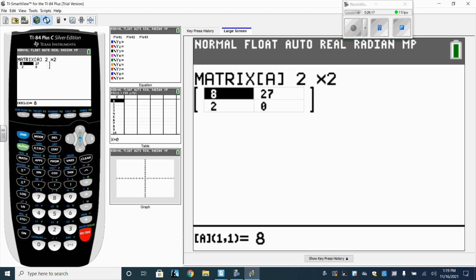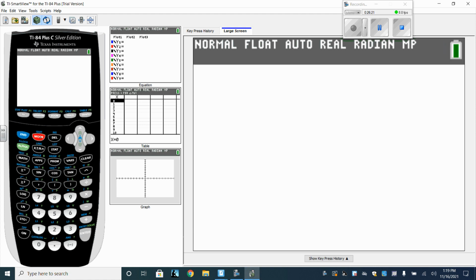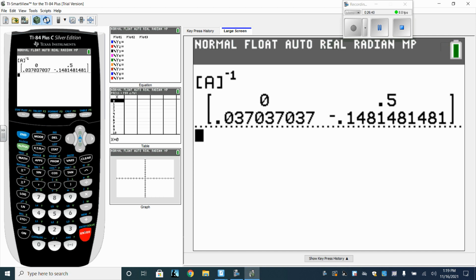So we've typed all the matrices in, yes? So we can go second quit. Now what we'll want to do is second matrix A. And the way we denoted that it was an inverse was a negative 1 in the exponent, yes? Where's that key? Well, that's where we normally hit matrix, yes? So we have A inverse, enter.